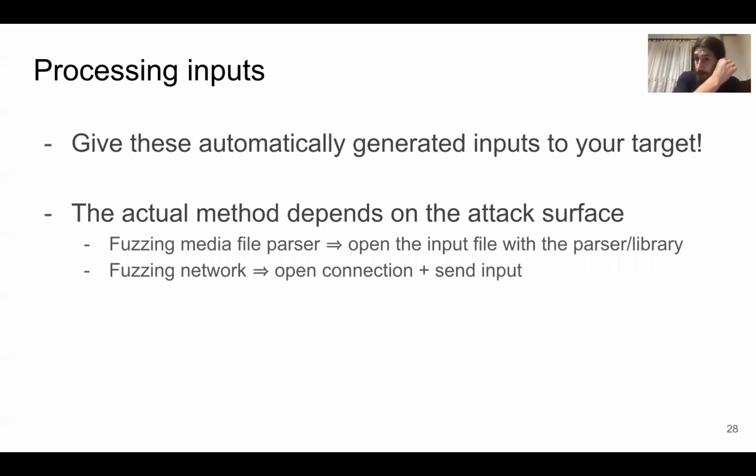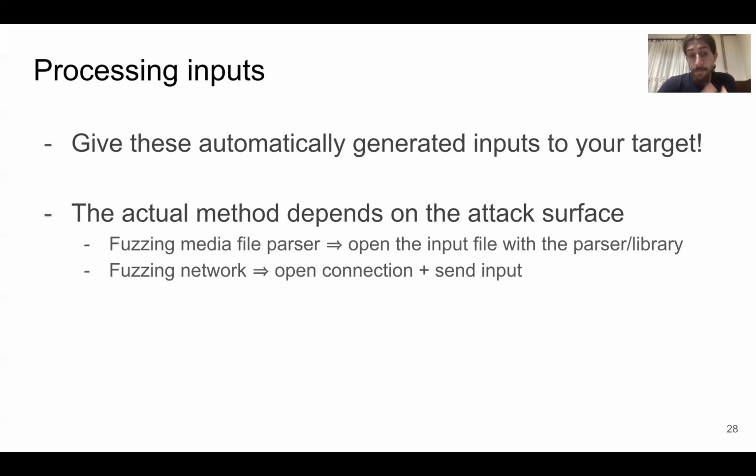And the other thing is, once you generate these tests randomly, you need to send them to the target. And again, the way you do this really depends on the attack surface. For example, if you need to fuzz a media file parser, what you could do is open the input file with the parser, with the library, and see what happens. If you need to fuzz a network component, then maybe you want to open a connection, send the input and see what happens. Or of course, you could be smarter about this. For sure you can fuzz a network component by opening a connection and sending input.